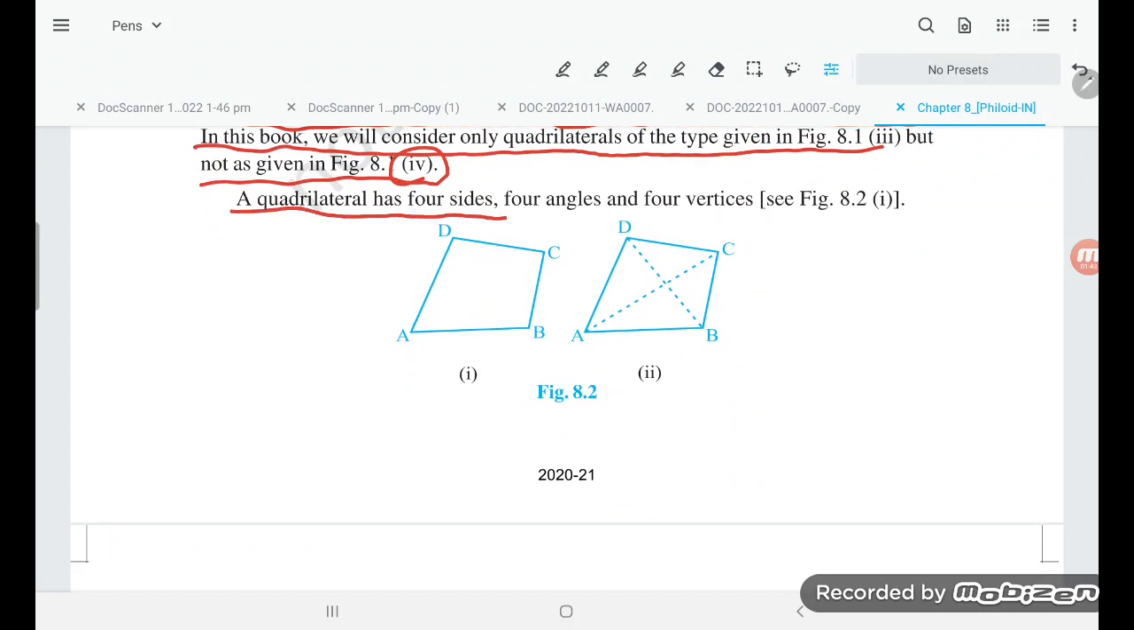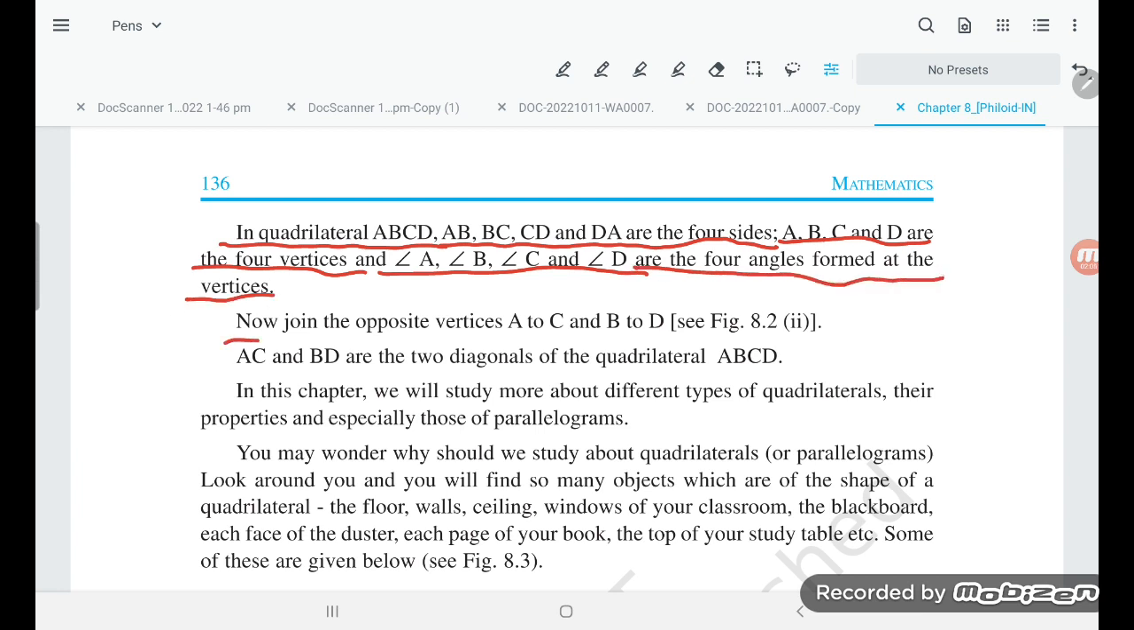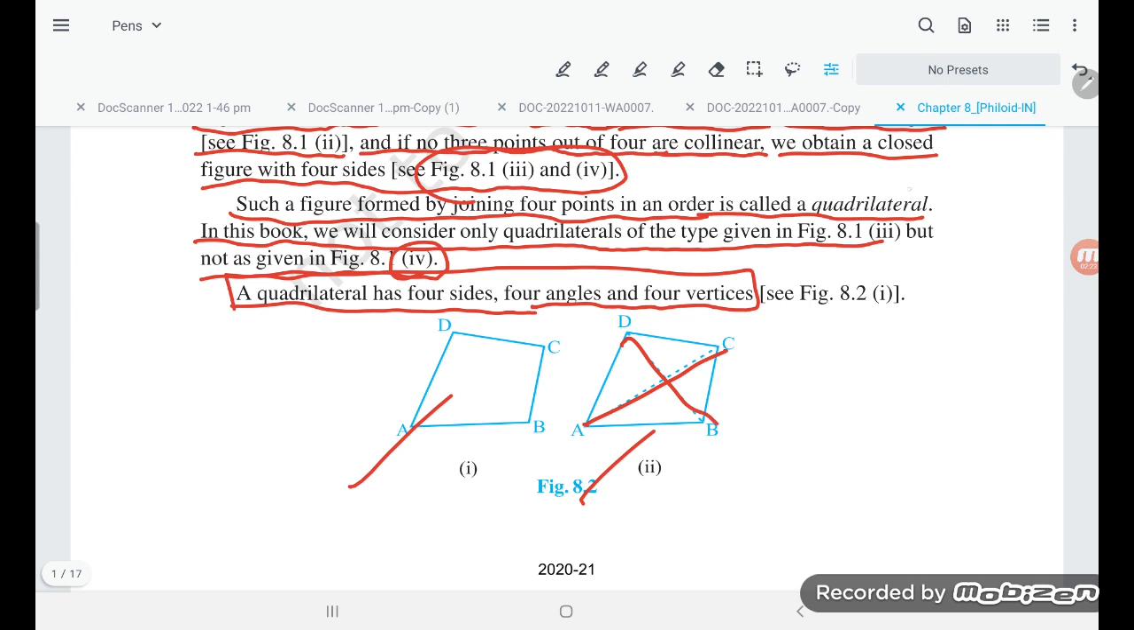So a quadrilateral has 4 sides, 4 angles and 4 vertices. So these are the 4 sides, 4 angles, 4 vertices. In a quadrilateral ABCD, AB, BC, CD and DA are the 4 sides. A, B, C, D are the 4 vertices and A, B, C, D are the 4 angles formed at the vertices. Now join the opposite vertices A to C and B to D. AC and BD are two diagonals of the quadrilateral ABCD. So, students, AC and BD are the diagonals.